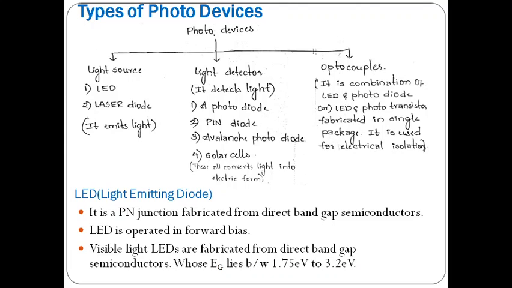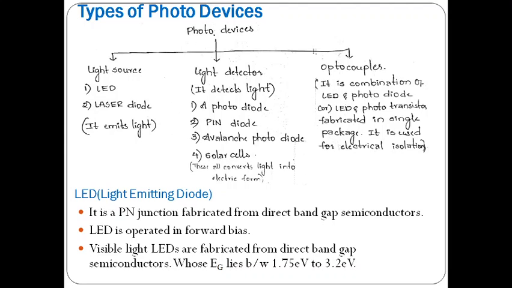These direct band gap semiconductors are generally used in LED fabrication. Why? Because the electron present in the conduction band is directly recombined with the hole present in the valence band. In this duration, energy will be released in the form of photons.